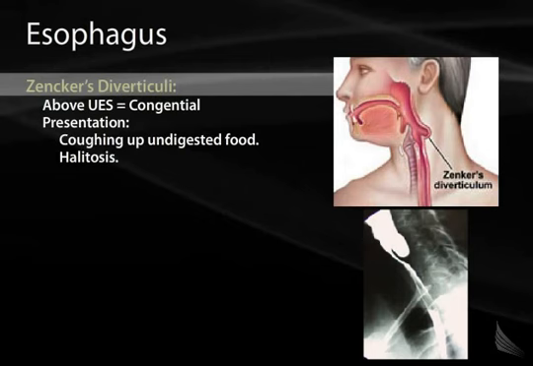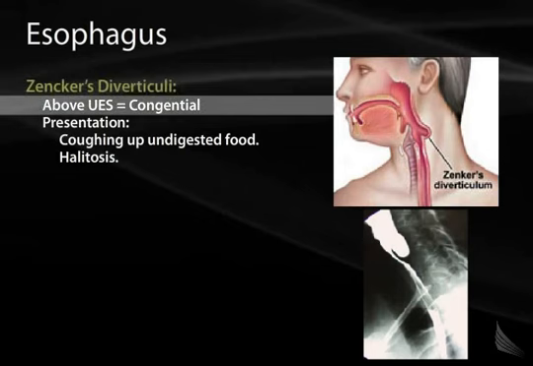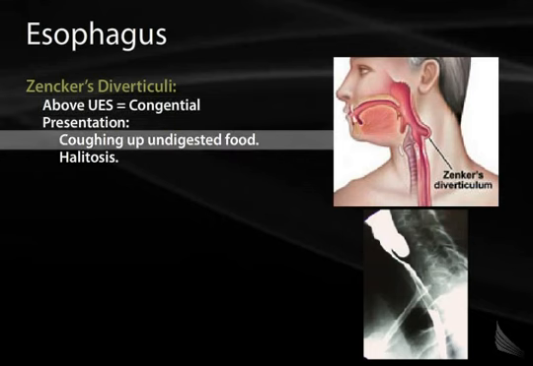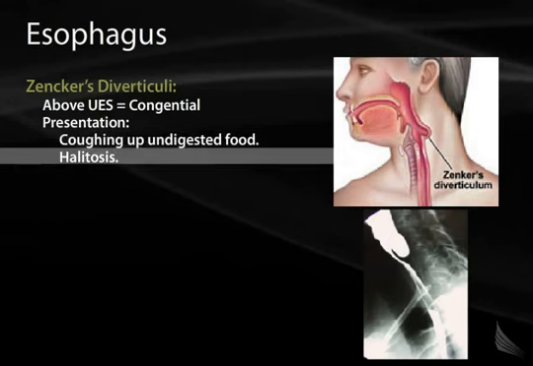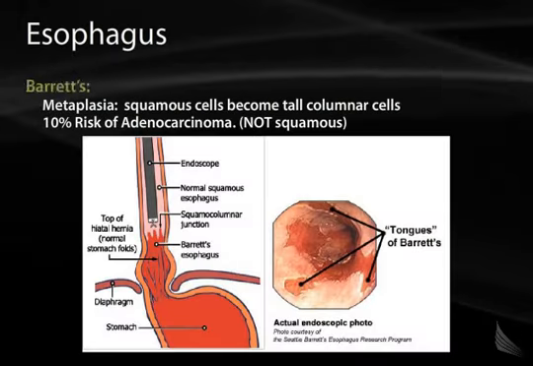Zenker's diverticulum is a diverticulum or an outpouching that occurs above the upper esophageal sphincter. When it occurs there, it results in the coughing up of undigested food. As food particles have often been sitting there in this little bag or outpouching for some time, patients will often present to the doctor complaining of halitosis.